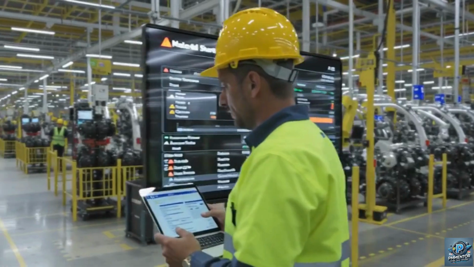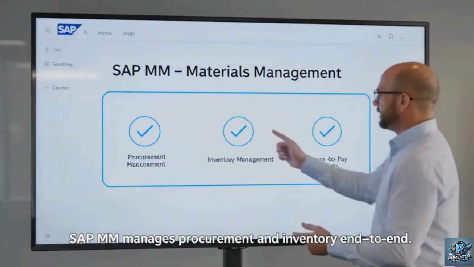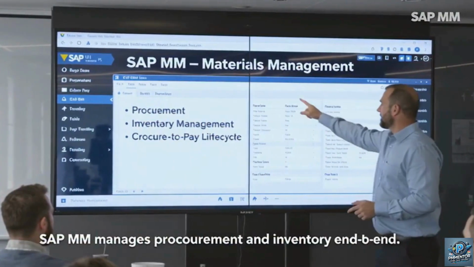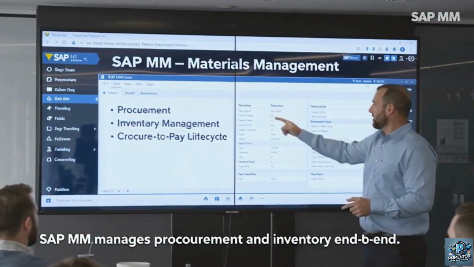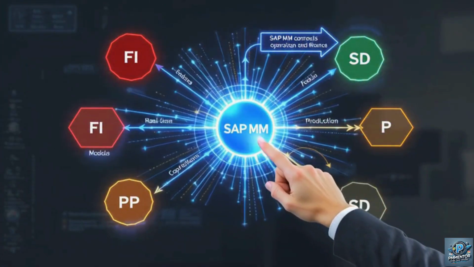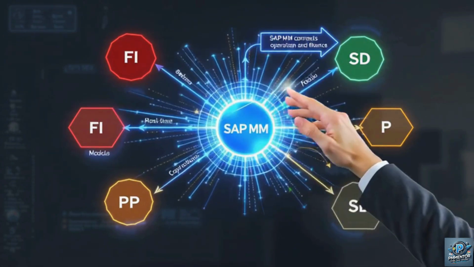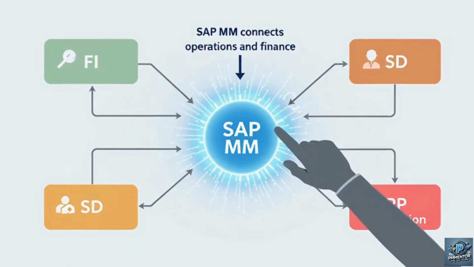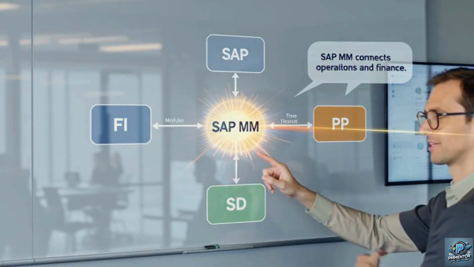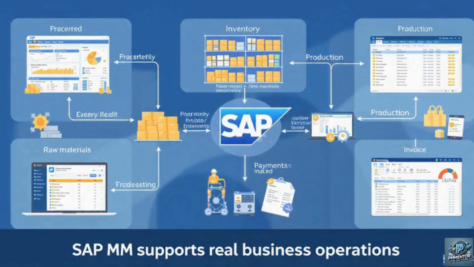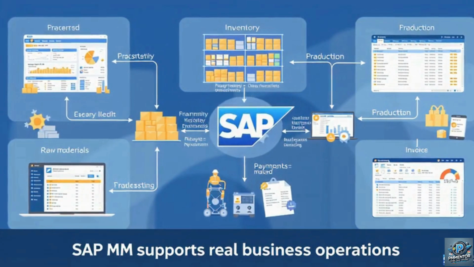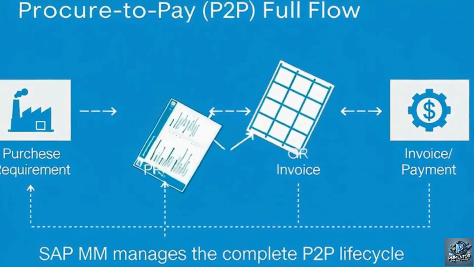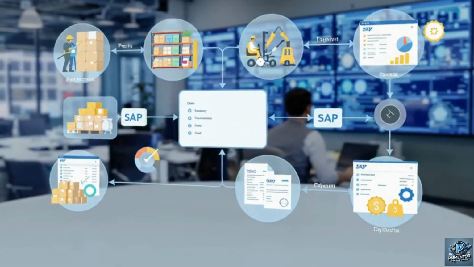Now, let's quickly summarize what we have learned. SAP MM is the materials management module responsible for procurement and inventory. It manages the complete procure-to-pay lifecycle from requirement to payment. We understood how SAP MM fits into the SAP landscape as a central module connecting operations and finance. We also saw how it integrates with FI for financial transactions, SD for sales and stock, and PP for production requirements. And through a real manufacturing example, we saw how SAP MM supports end-to-end business operations. So remember this, SAP MM is not just a module, it is the backbone of supply chain and business continuity.